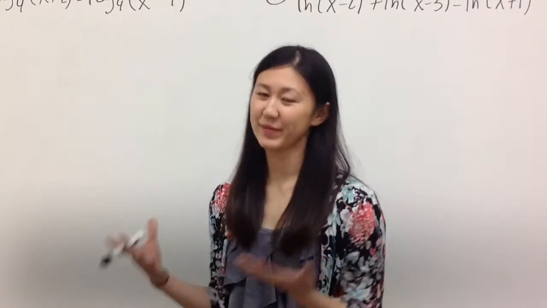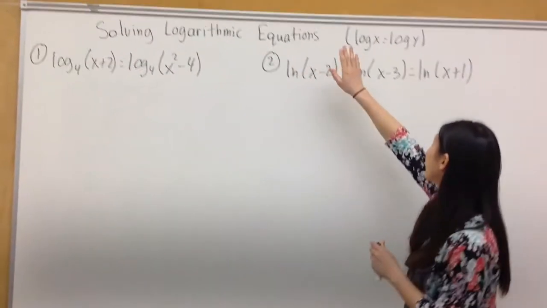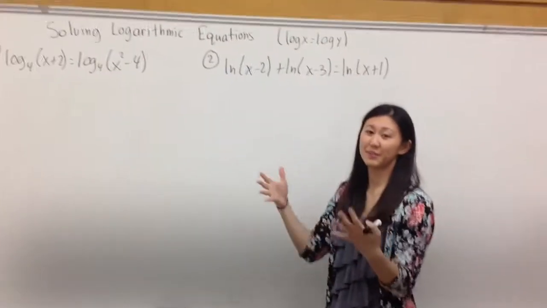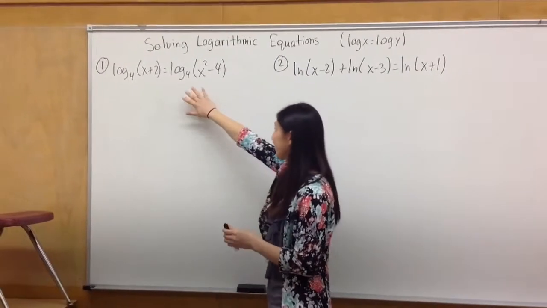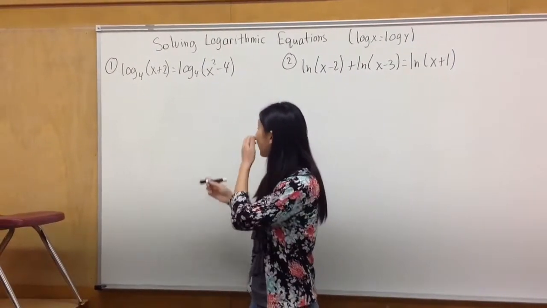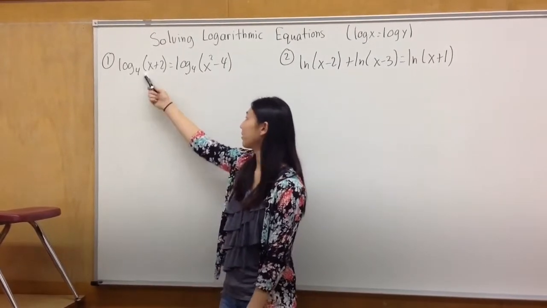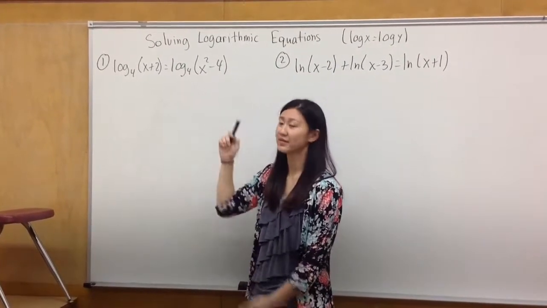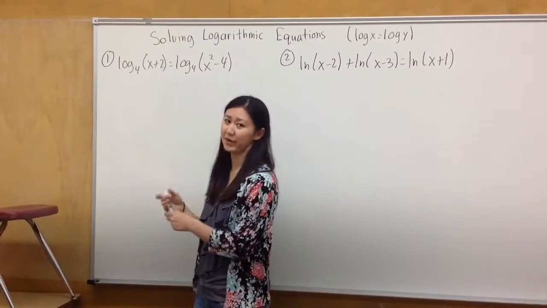So there's different forms of logarithmic equations. I'm going to show you how to solve ones that look like this. So it's log of something equals log of something else. We're going to start with this one right here. So first thing that you should notice is that we have log base 4 of something equals log base 4 of something else. The thing is, it's log base 4 on both of them.